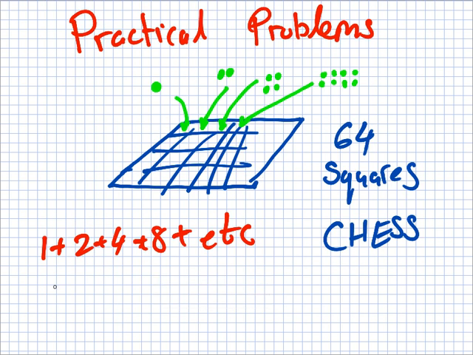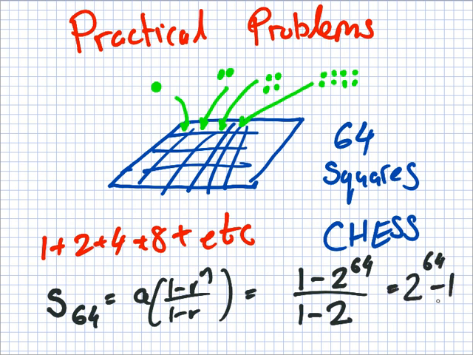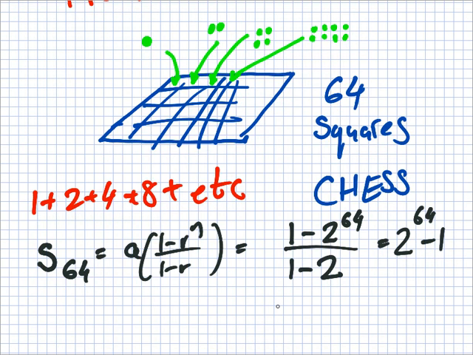So, S64 equals A times 1 minus r to the n over 1 minus r. What's the A? 1, and the r? 2. And the n? 64. So this will be 2 to the power 64 minus 1. And what did you say that was, if it was a power of 10? 10 to the power 19. Yeah? Roughly 10 to the power 19. That's a big number.